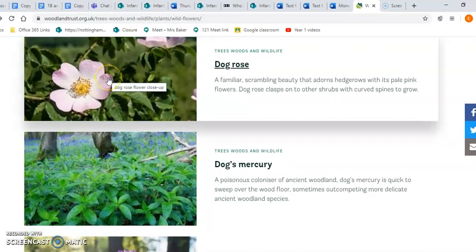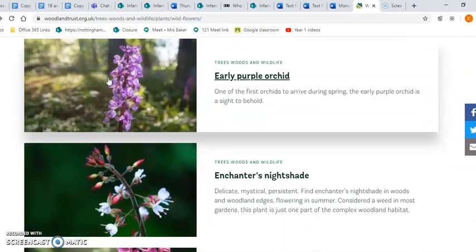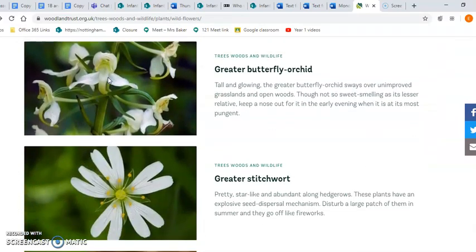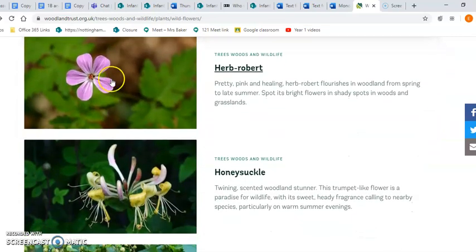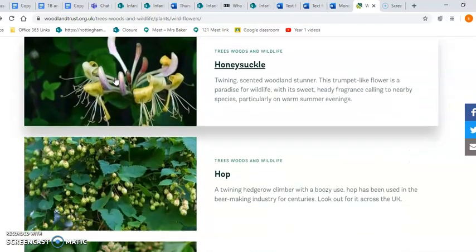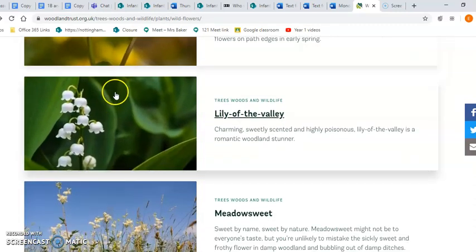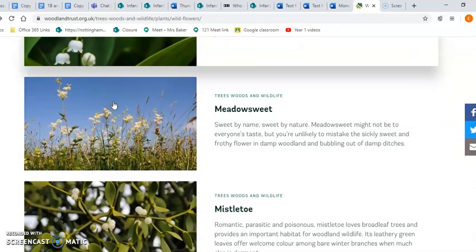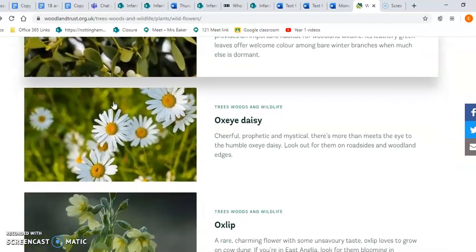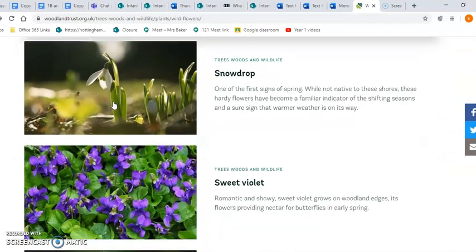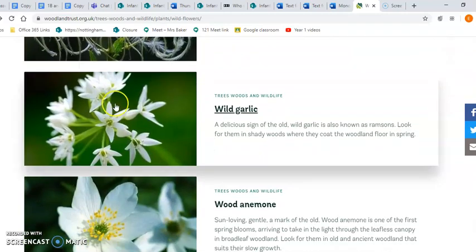Look, there's dog roses. We've learnt about those. Foxgloves. Herb Robert. Never heard of that one before. A hop. Let's see if they've got, oh, I love that one, Lily of the Valley. You might see some of those out. There's the daisy. Let's keep going down. There we go, wild garlic. So that's what I see.